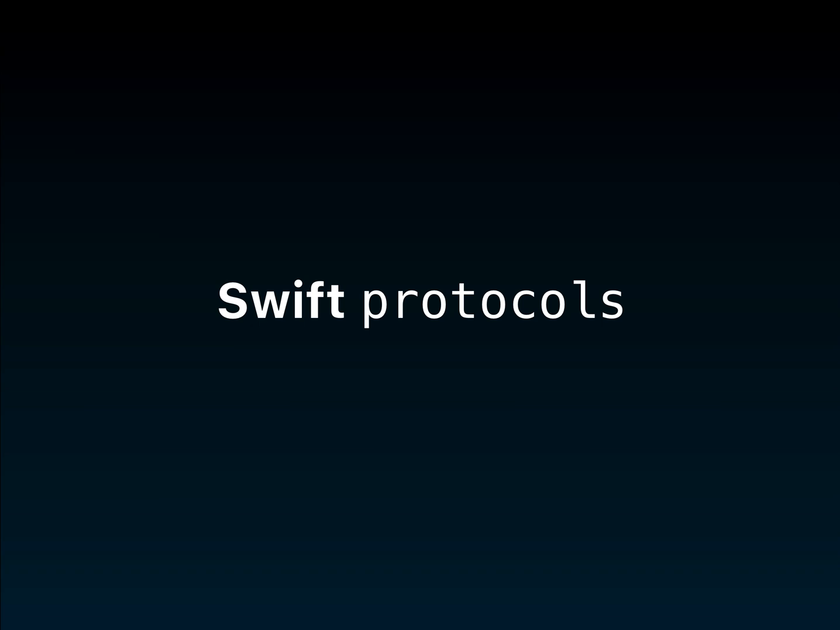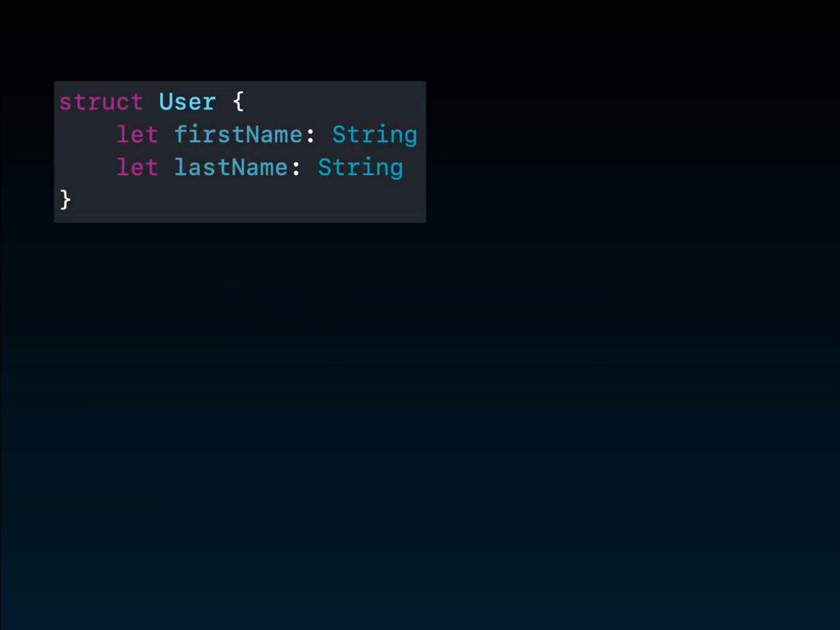Okay, so today I'm going to talk about Swift protocols and how they might be useful and how you can use them in your apps. So first, let's start out with a really simple object, just this user object. And this object has a first name string and a last name string.